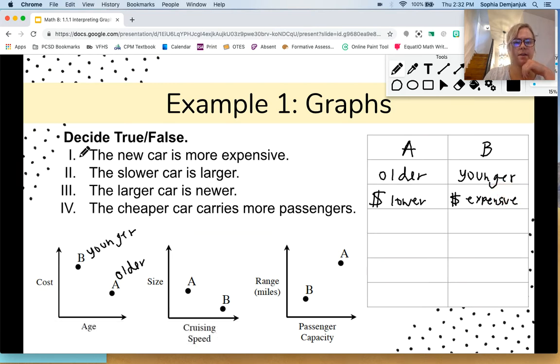And so right now that gives me my first question, true or false: the new car is more expensive. The new car, that younger car, is more expensive. So I can say that first statement's true.